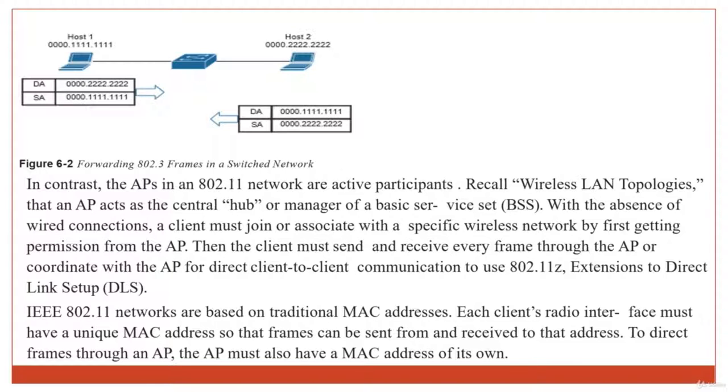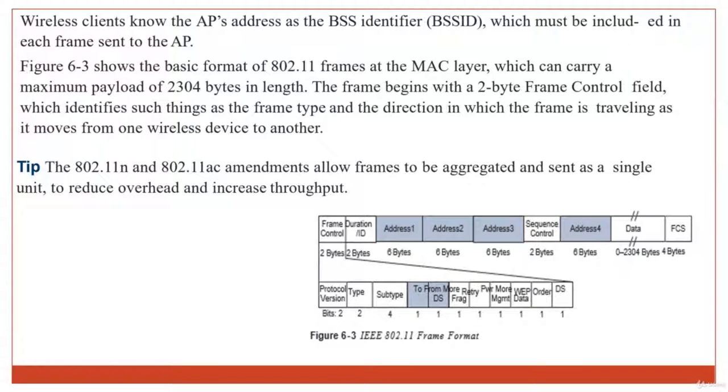In wireless networking, the communication is very different. Why? Because all these end systems, first of all, have to learn the SSID. SSID is nothing but the advertised network from the access point. So they have to learn, associate and authenticate to this SSID. After that, they will start the communication.